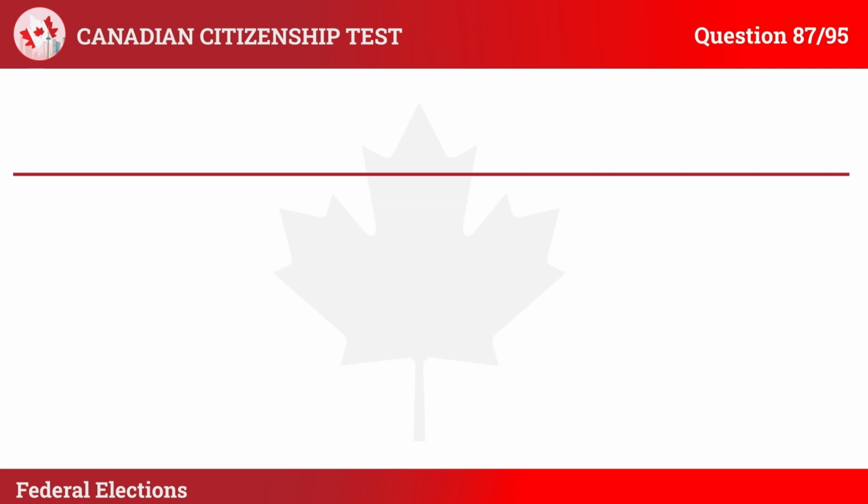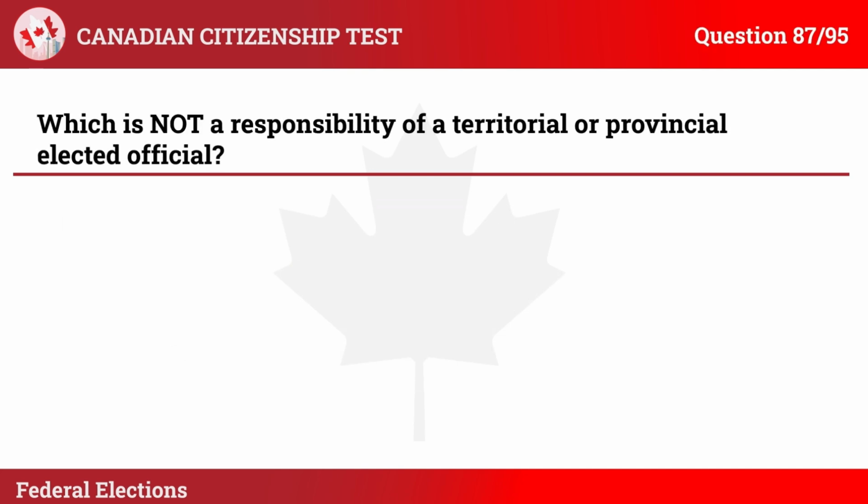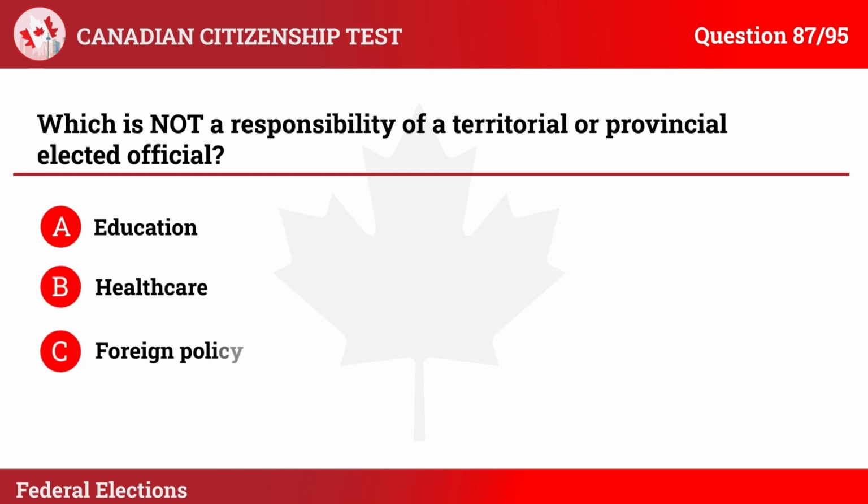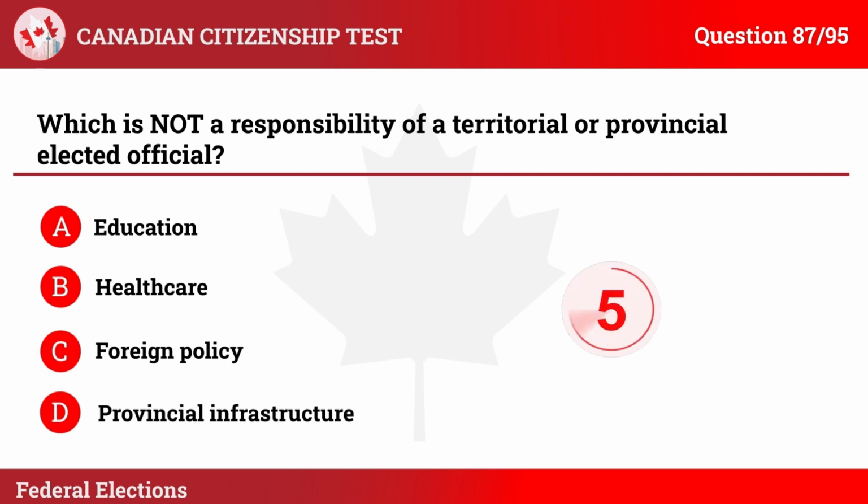Question 87. Which is not a responsibility of a territorial or provincial elected official? A. Education. B. Healthcare. C. Foreign policy. D. Provincial infrastructure.